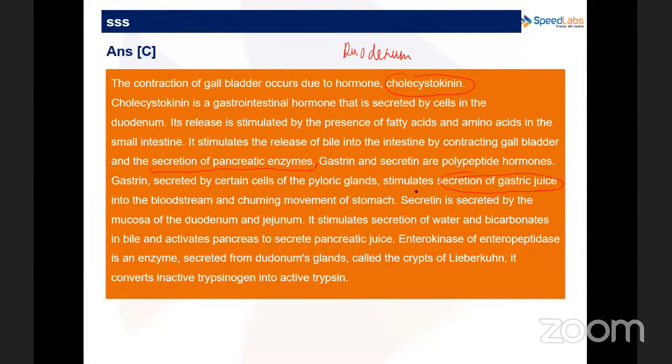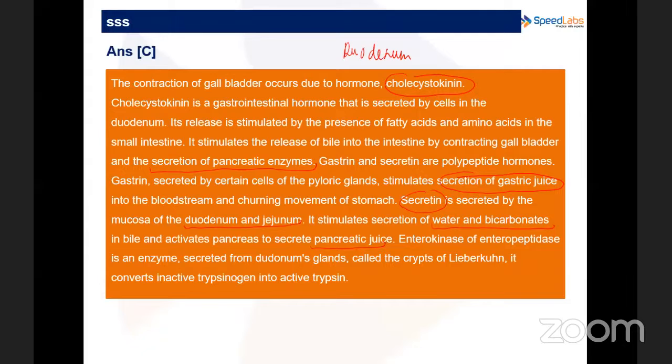And what is secretin? It is secreted by the mucosa of duodenum and jejunum. It stimulates secretion of water and bicarbonates in bile and activates pancreas to secrete pancreatic juice. So I hope you are clear with gastrin and secretin.